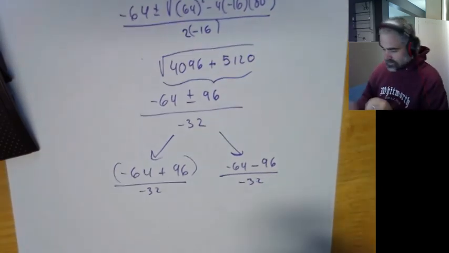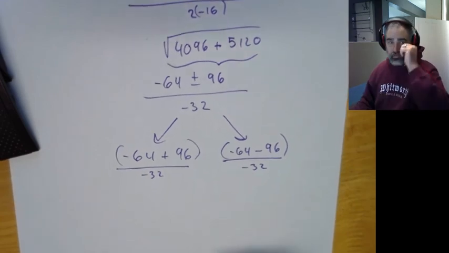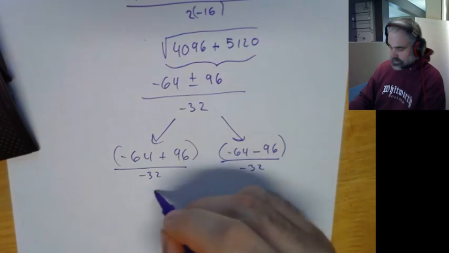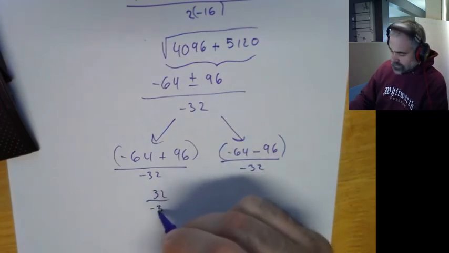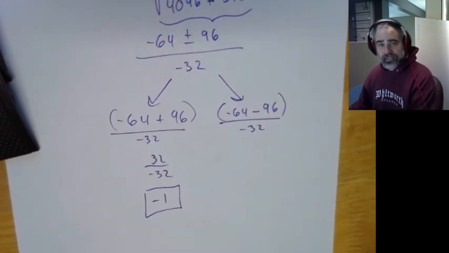So we can, again, remember the numerators need to be in parentheses. So negative 64 plus 96. That's 32. So I have 32 divided by negative 32, which gives me negative 1. And we need to ask ourselves if that makes any sense.